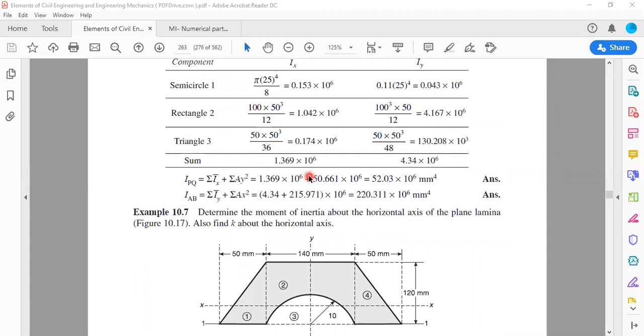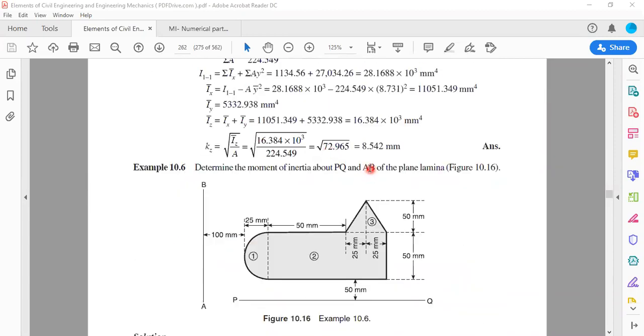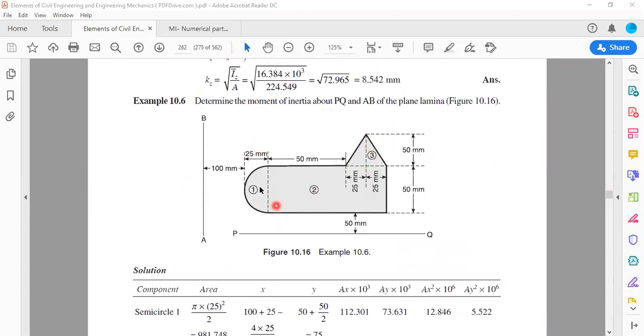I think this would be sufficient. This book is already okay. There is one numerical over here. Determine the moment of inertia about PQ and AB. So there is a semicircle, there is a rectangle, and there is a triangle.